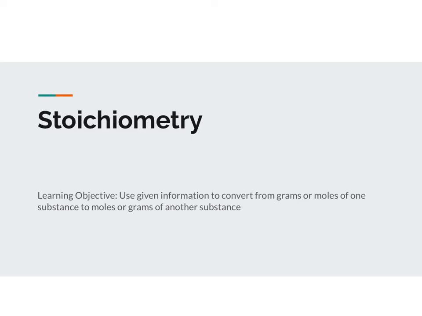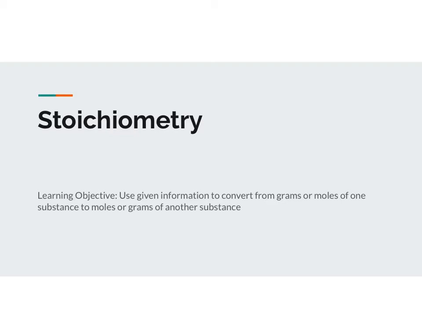Right, welcome to our next lesson on stoichiometry. So this is like part 2 of stoichiometry. We're still working on the same learning objective, so we're going to be using given information to convert from grams or moles of one substance to moles or grams of another substance.